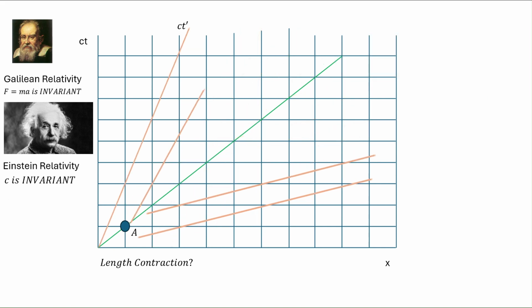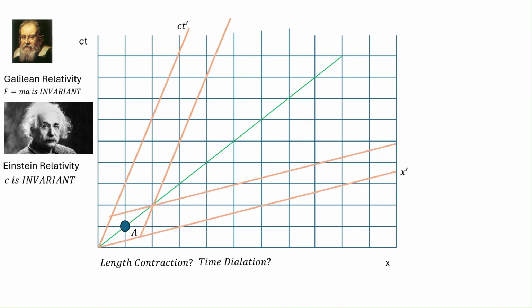Let's clean this up because there's a lot going on here. Okay, I've made one set of tick marks for the slanted axes. And you can see that in both frames, the speed of light is 1 over 1. In other words, it has a slope of 1. Now, what happens if I increase the speed of my world line person?